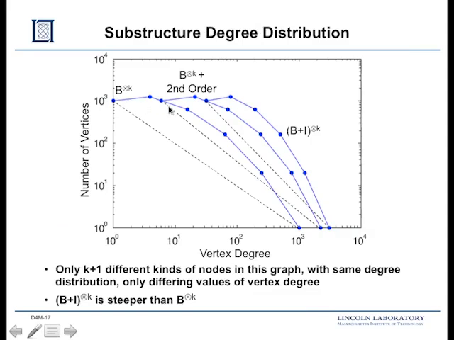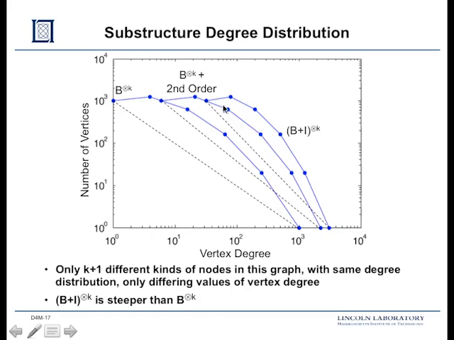So this just shows B Kronecker to the K, and then B plus the second order terms, and then moving on out. And actually what you see is that by adding this identity matrix, all it does is slide the degree structure over. It also does change the slope a little bit, so it's steeper than the original.